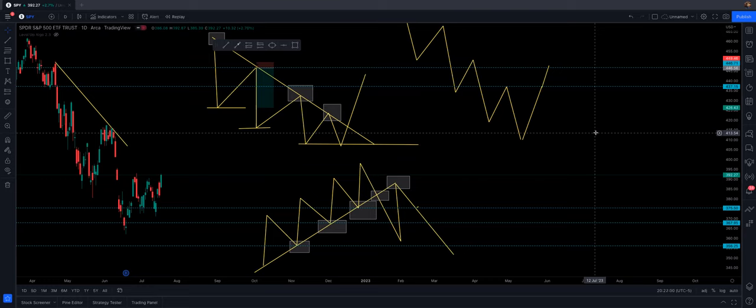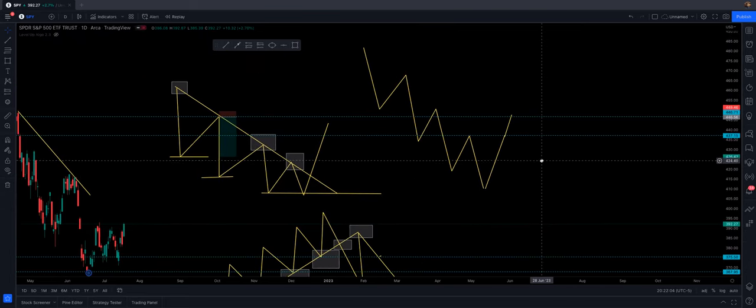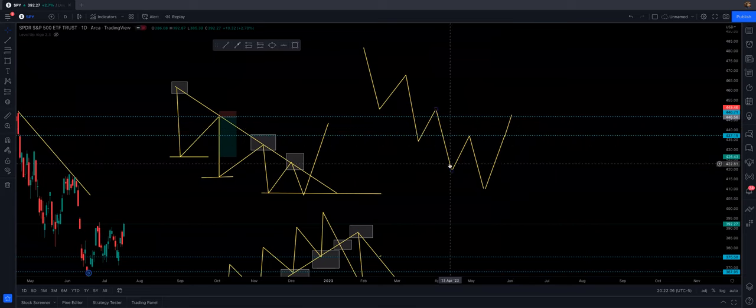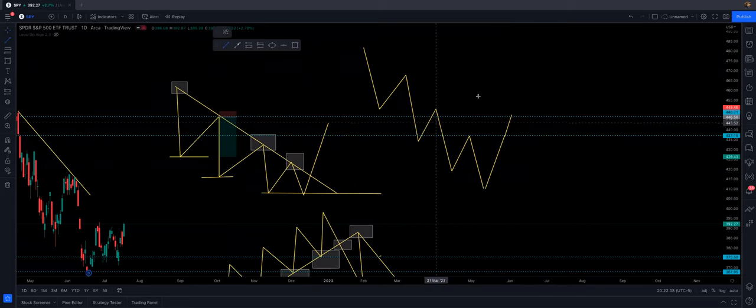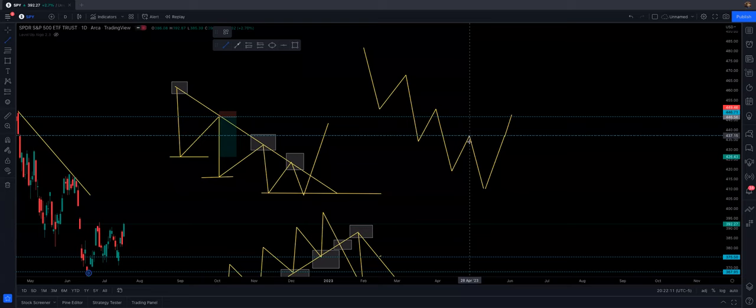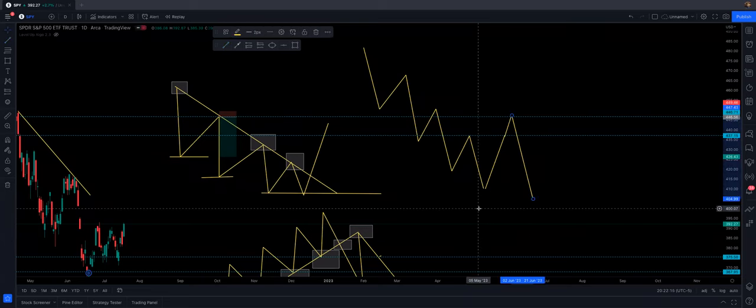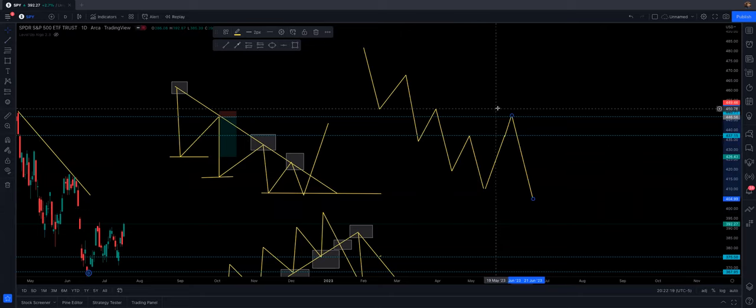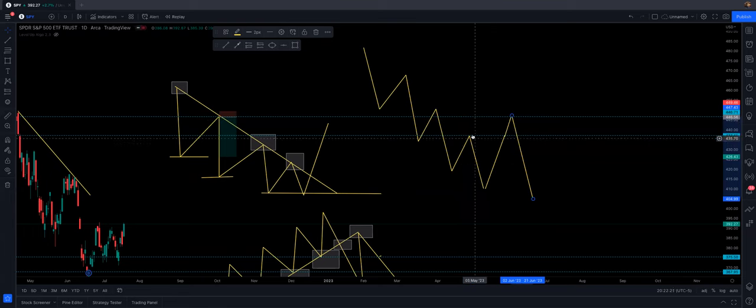How would you know that it's a fake out? That's the problem with trading. You don't know if it's a fake out, right? Because what can happen is it can break this lower high and then come immediately back down. We don't know. That's the problem. We just have to act accordingly, right?